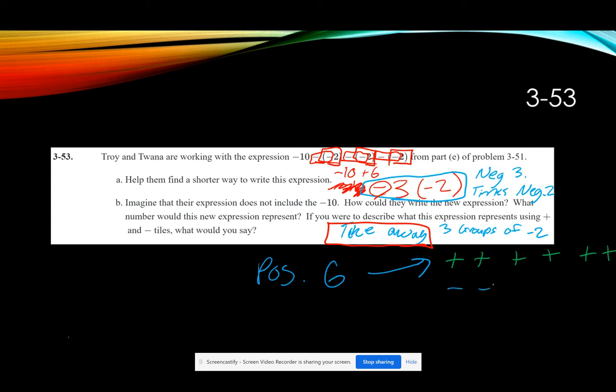Because remember, we started with a neutral field, meaning that when I write 6 positive tiles and 6 negative tiles, that's going to equal 0. But I had to do that so I could take away my negatives, leaving me with 6 positives.